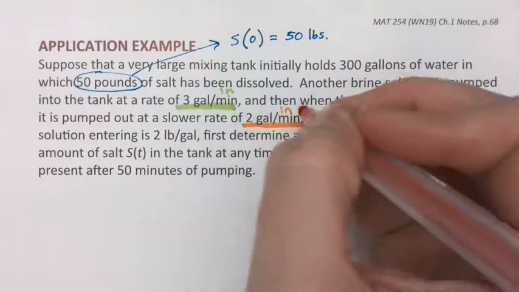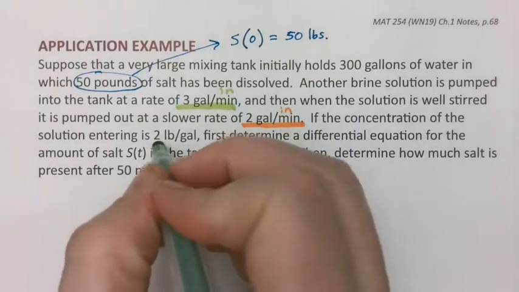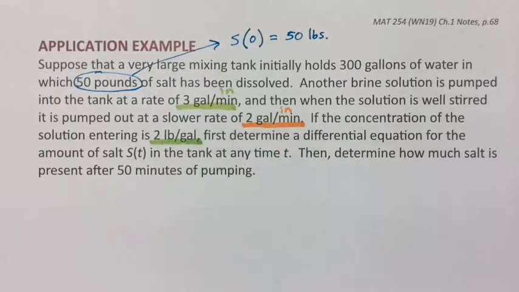which you can do a little arithmetic there and find out that that means that every minute the tank is getting 1 extra gallon of liquid in it. So it may start off at 300 gallons, but after a minute it's got 301 gallons. After 2 minutes it's got 302. You get the idea. So continuing on, if the concentration of the solution entering is 2 pounds per gallon. So this is inflow here. I'm going to color code. That's 2 pounds per gallon.